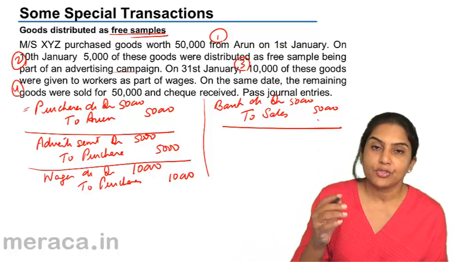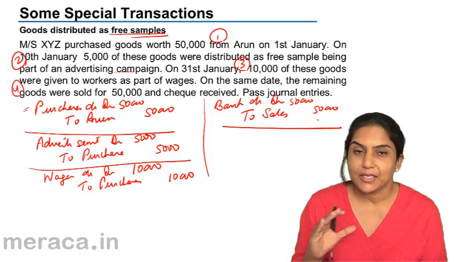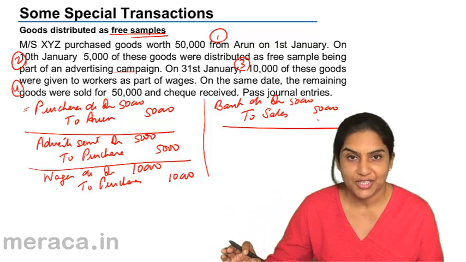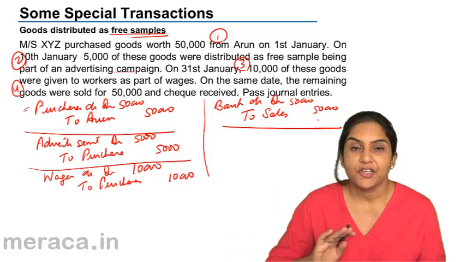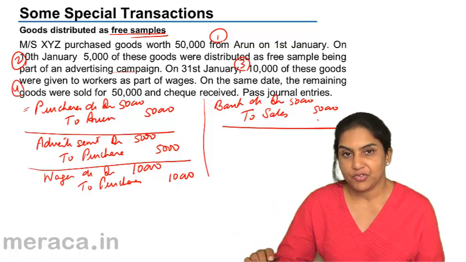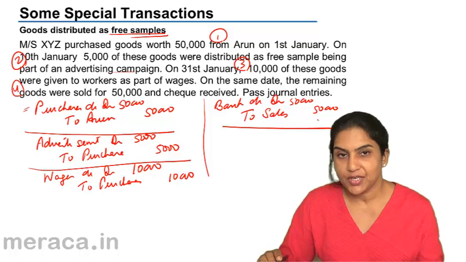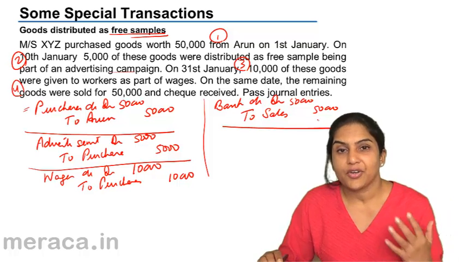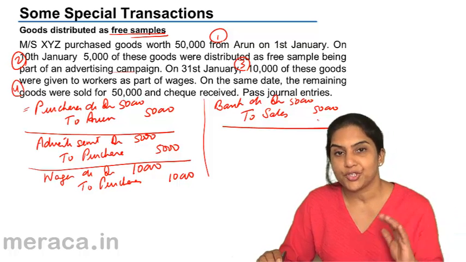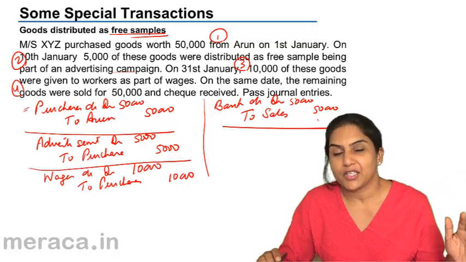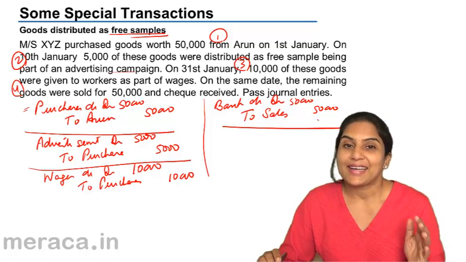Whenever goods which are purchased are used for some other purpose other than resale, remember, purchased goods are purchased for selling. If they cannot be used for sales, we should remove it from the purchase account. So it could be advertisement account debit to purchases. It could be wages account debit to purchases. It could be charity account debit to purchases. It could be drawings account debit to purchases. So when goods which are purchased are used for other purposes, we debit the other purpose, whether it's wages, advertisement, drawings, whatever, and credit purchase.